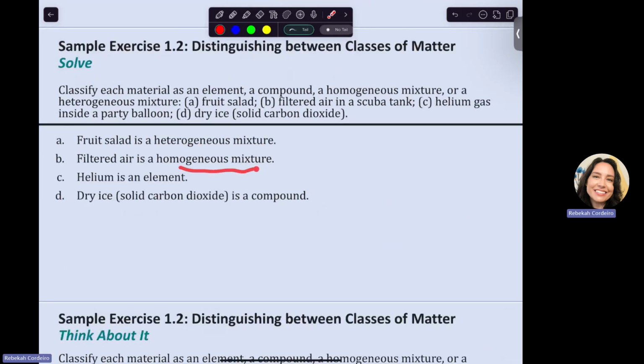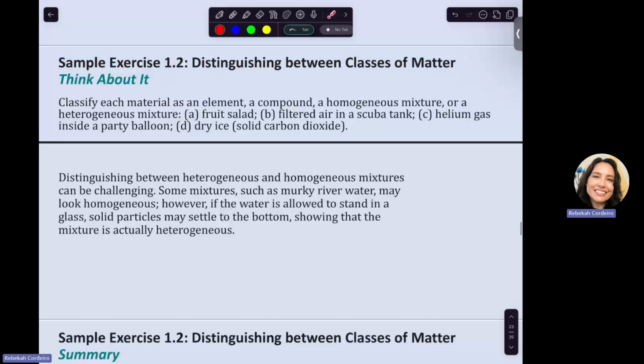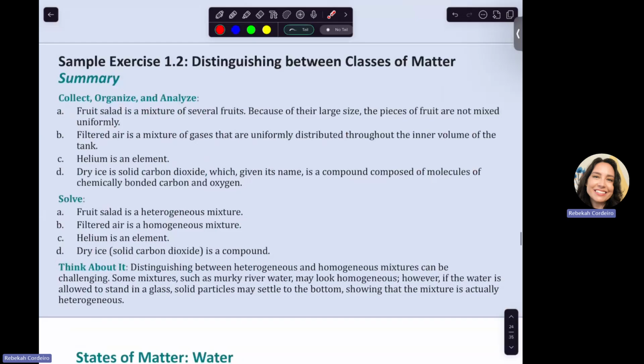Filtered air is hopefully homogeneous. And so if I'm breathing clean air, it is a mixture. It's not pure oxygen. It is a mixture of different things, but it shouldn't have chunks of things that are different, right? It should be kind of the same all throughout. Helium is an element. It's on the periodic table, and that's a good hint there. And then solid carbon dioxide or dry ice is a compound because it's multiple elements chemically bonded together. Explanations and some tips here for how to distinguish. And then you have a summary of all the pieces of the problem here.